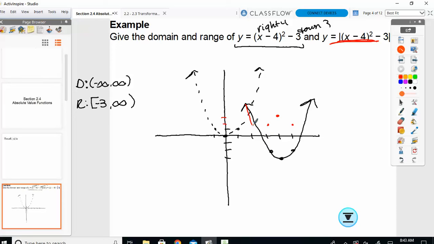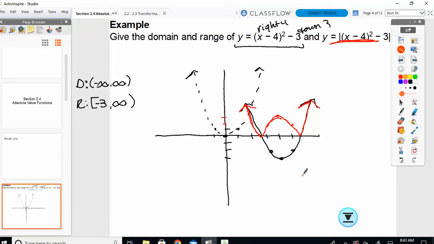So the positive part of my graph doesn't change, but the part that was negative is just going to get flipped up to be positive. So this red one is the graph of the absolute value. All the absolute value did was take the negative section of the graph and flip it up.